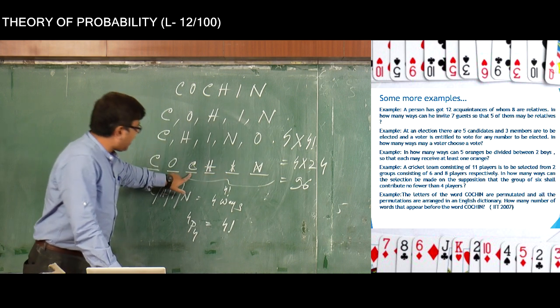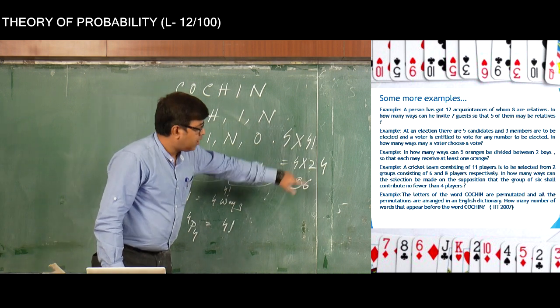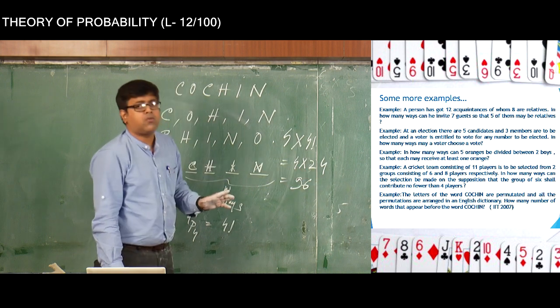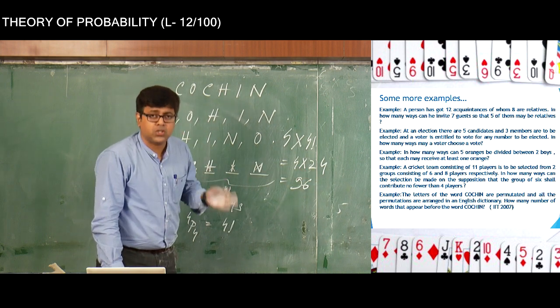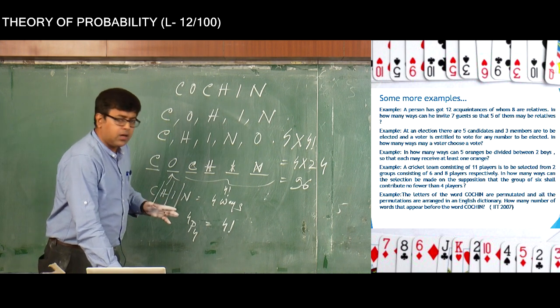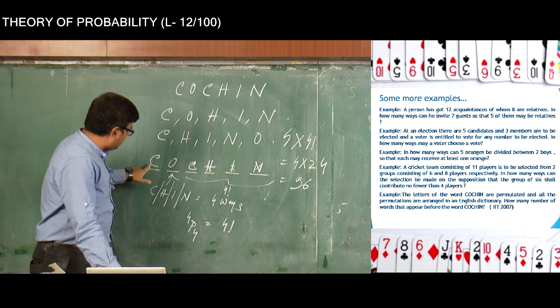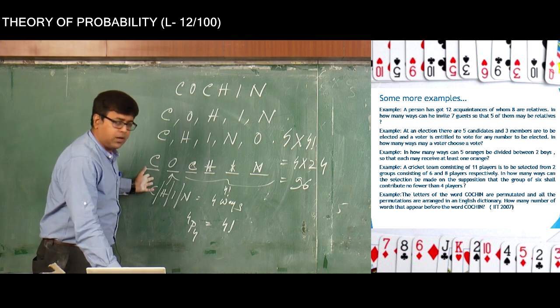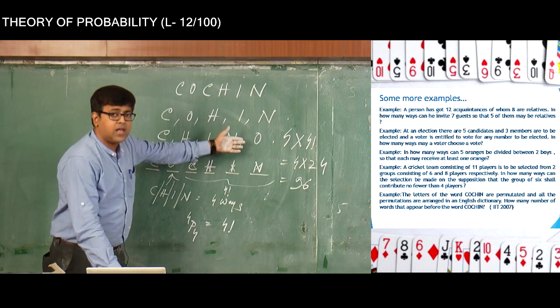So Cochin will actually be the 97th word in this arrangement if you arrange the words in the form of an English dictionary, that is, alphabetically. So that is the explanation. Is it clear? So I repeat again: C will be by default in the first position, because C is preceding among all the alphabets.